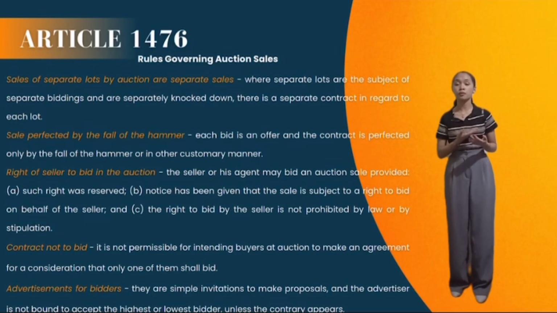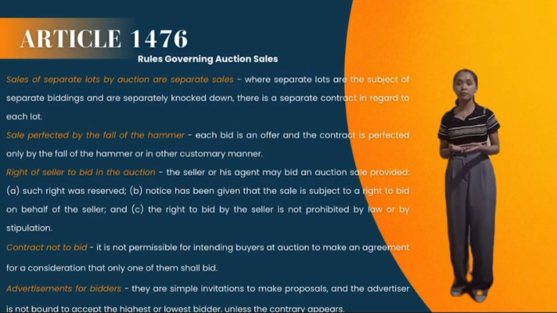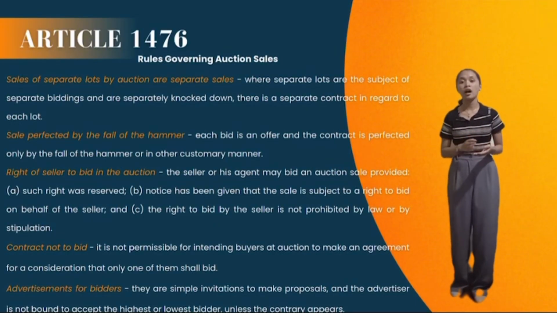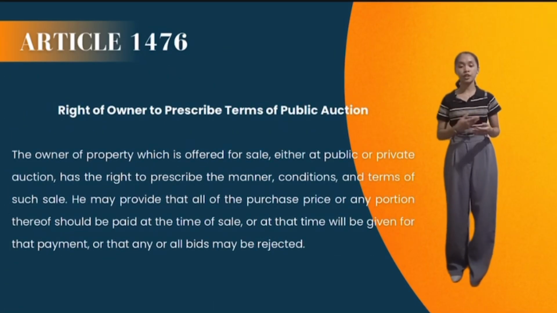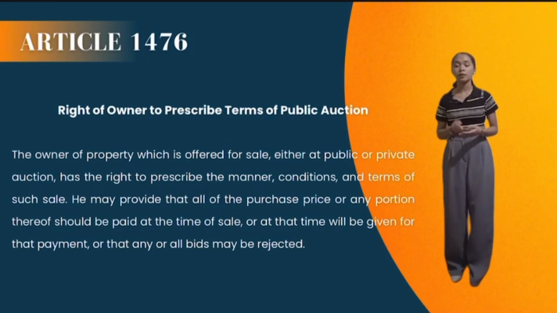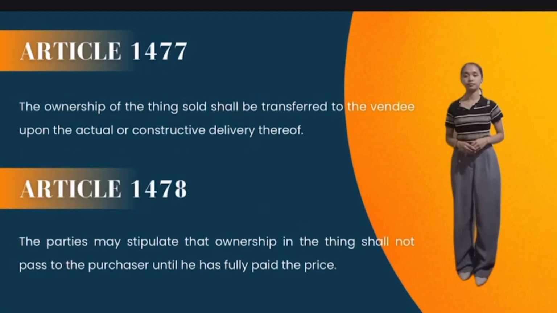This is a simple proposal, or simple invitation to make proposals, and the advertiser is not bound to accept the highest or lowest bid unless the contrary appears. Right of owner to prescribe terms of public auction. This is generally the right of the owner to prescribe the price, venue, and terms of payment. He may impose whether the payment must be in cash or installments. And of course, the owner must comply with the rules and regulations.